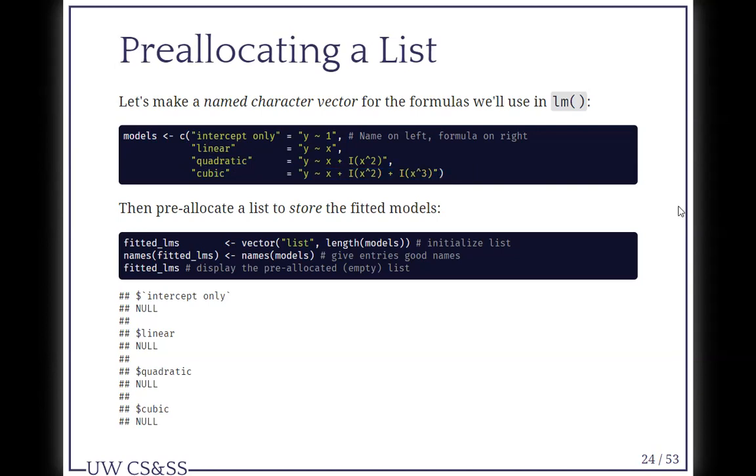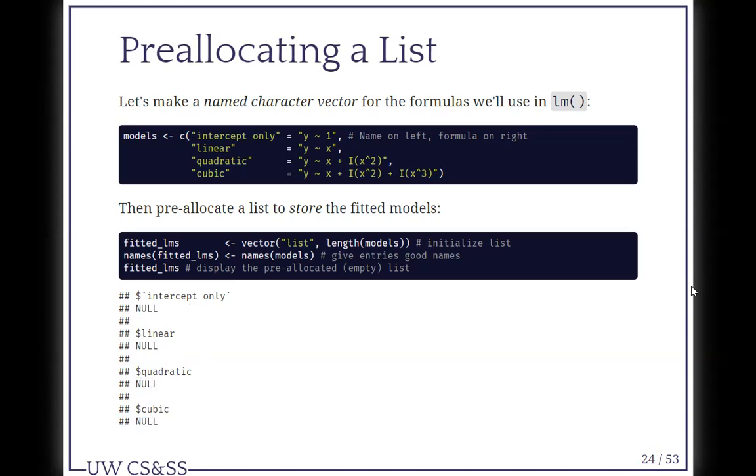Then we're going to pre-allocate a list to store the fitted models. So we're going to supply to our fitted LMS object the vector function. We're going to get a list back that is the length of our models vector that we created up here. And then the names of each of the elements of our list are going to be the same as the names of our models vector. So intercept only, linear, quadratic, cubic is going to be supplied to our list for each of those elements as well. And you'll note that when we run fitted LMS, it is a list that has 4 elements that are named the same things as up here: intercept only, linear, quadratic, cubic, and that each of these elements is empty.